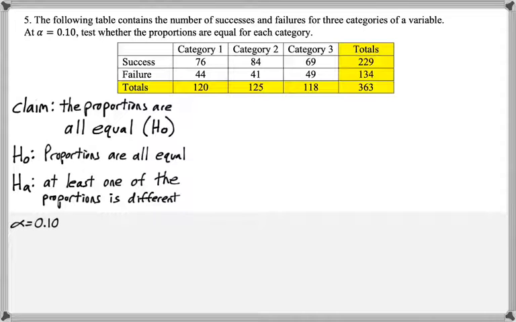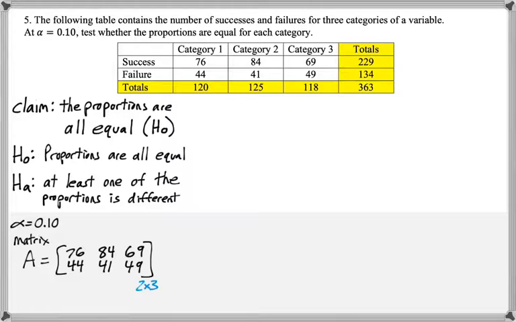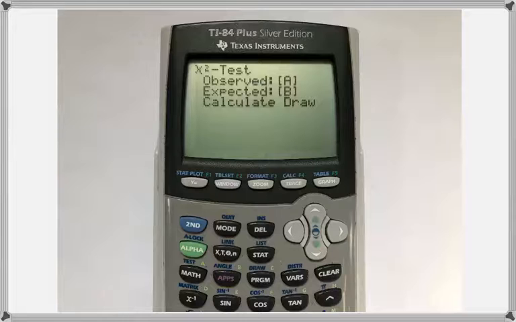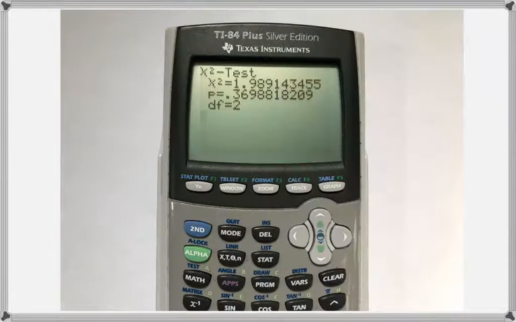Alpha is 0.10, and I'm going to enter in the observed values into a 2x3 matrix. Again, we do not include the totals. And then we're going to use the chi-square test. The observed is matrix A, the expected is matrix B, and then press calculate. So the chi-square value is 1.99, and the p-value is 0.3699.